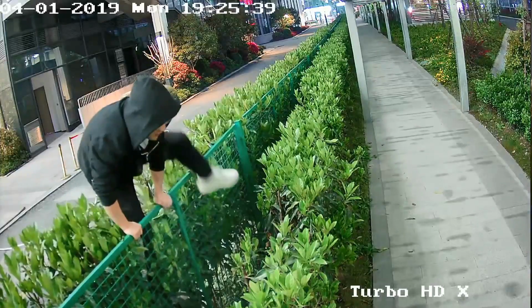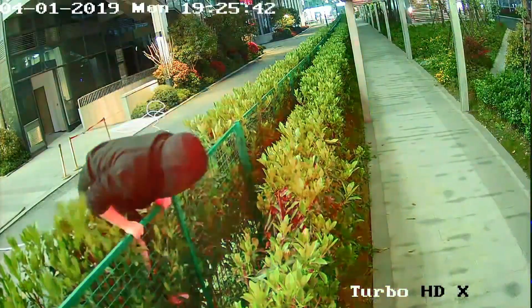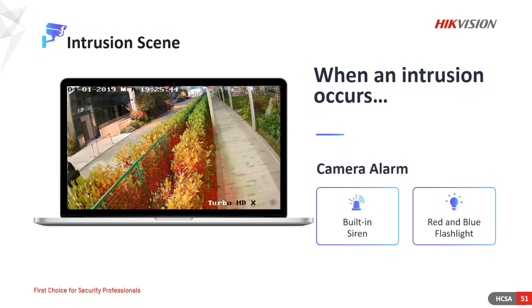As you can see from the video, if someone tries to climb over the fence, it's going to trigger the alarm. The camera is going to do a red and blue flashlight, like the flashlight we talked about before, but this is red and blue. So it's going to do a warning as well. At the same time, it has a built-in siren. This is like the first line.